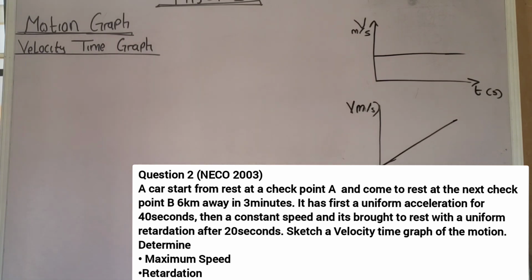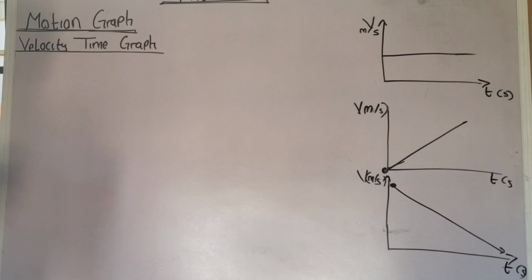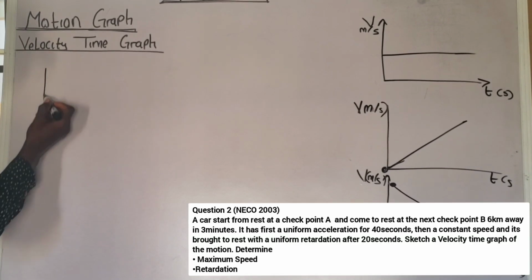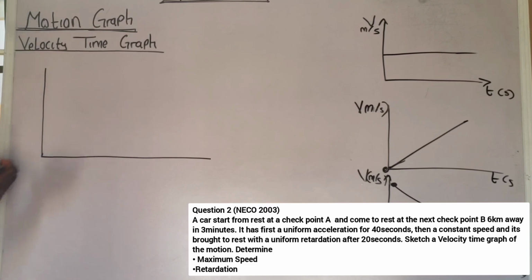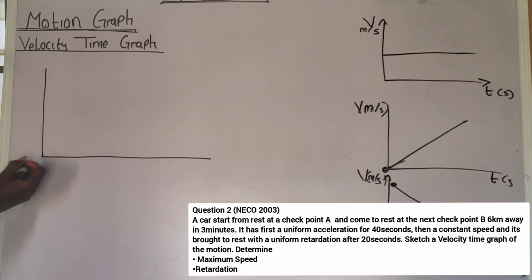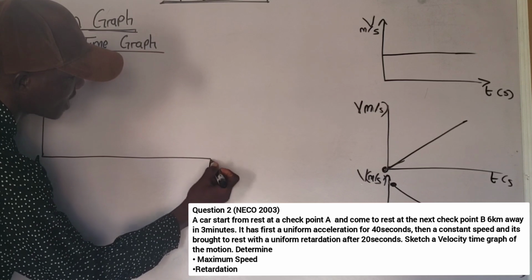This is NECO 2003. Please, I want you to pay attention. Now let's draw the graph. Let's first draw the graph. The car starts from a checkpoint A. So I'm going to call this A, and then it comes to rest at the next checkpoint B. So I'm going to call this B. You understand?